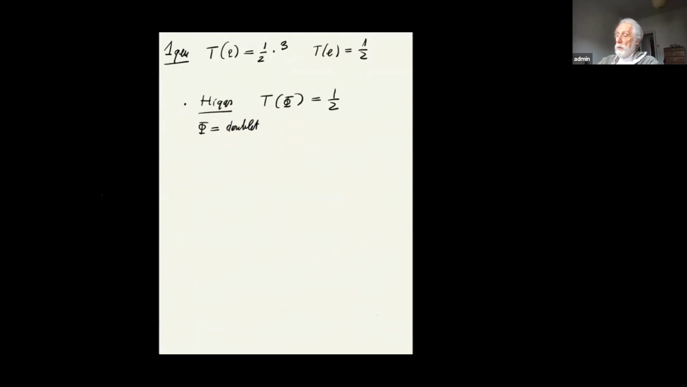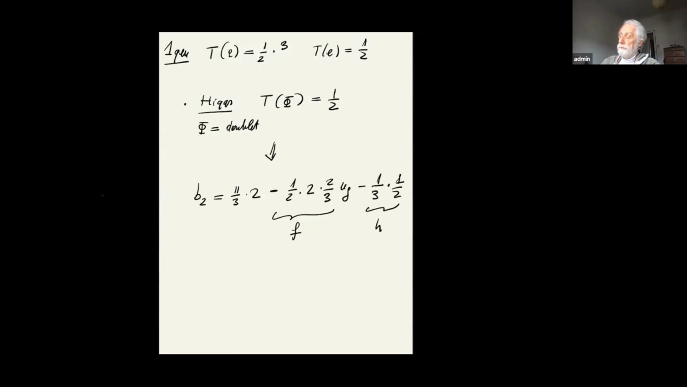The coefficient is separated. Okay. So what I have is that B of 2 is equal to 11/3 times 2, minus, so what do I have for the fermions? I have 1/2 times 2 times 2/3 for the fermions. This is fermions times number of generations, minus 1/3 times 1/2. This is the Higgs. This is 22/3 minus, what is it?